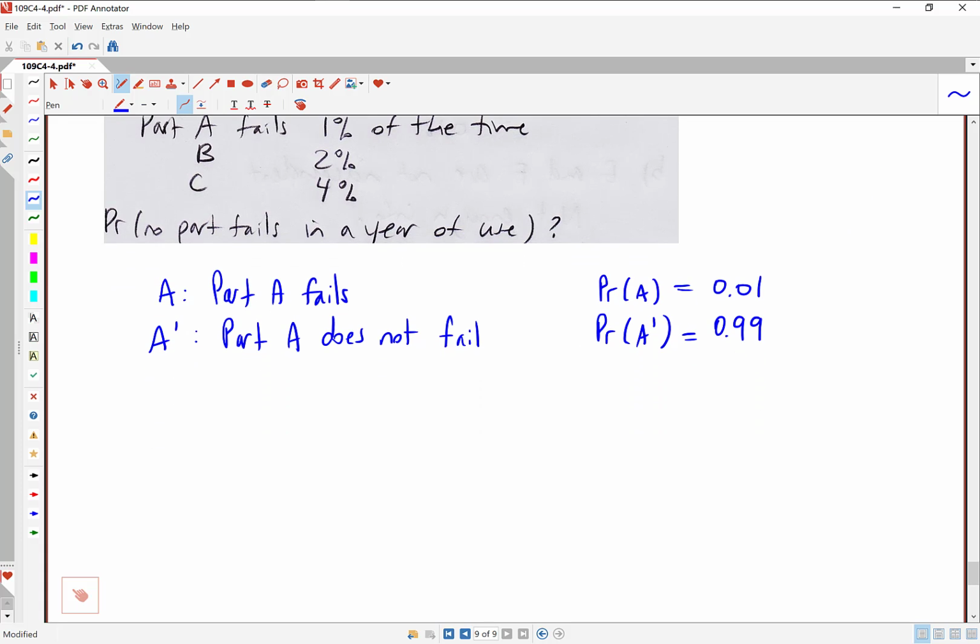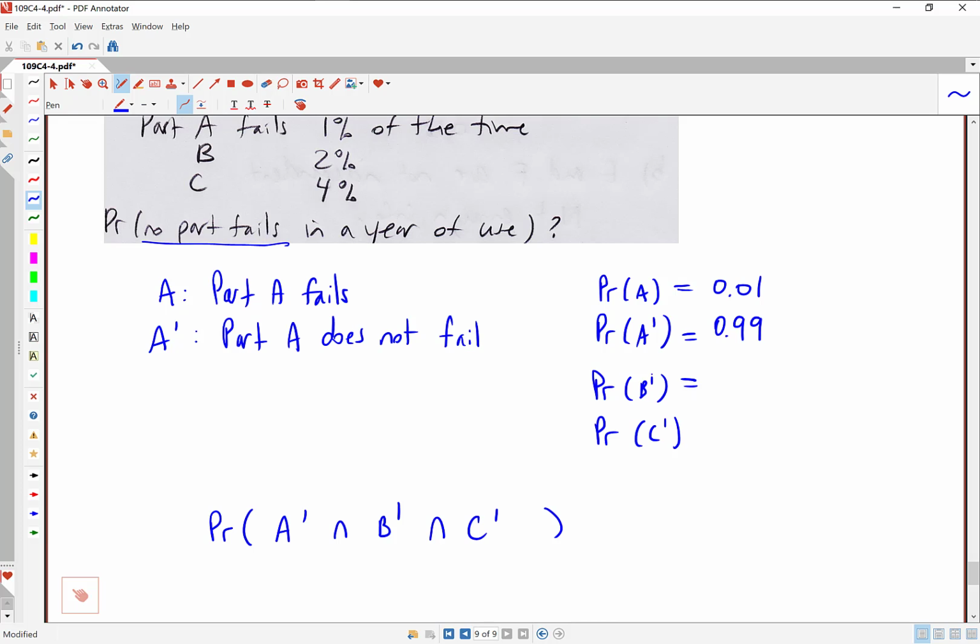And we could do similar things for part B and part C. Now, what we're ultimately looking for is the probability that no part fails. So let's see if we can write down the probability that we're going to be looking for. We want A to not fail, and we want B to not fail, and we want C to not fail. We want no part to fail. So that would be A complement intersect B complement intersect C complement. We want part A to be good, and we want part B to be good, and we want part C to be good. So the probabilities we actually need are the probability of B complement and probability of C complement.